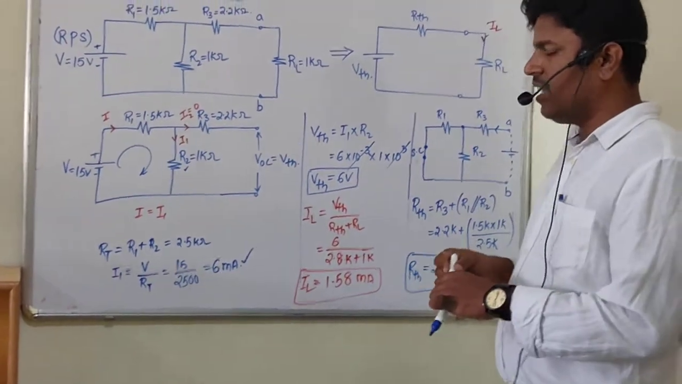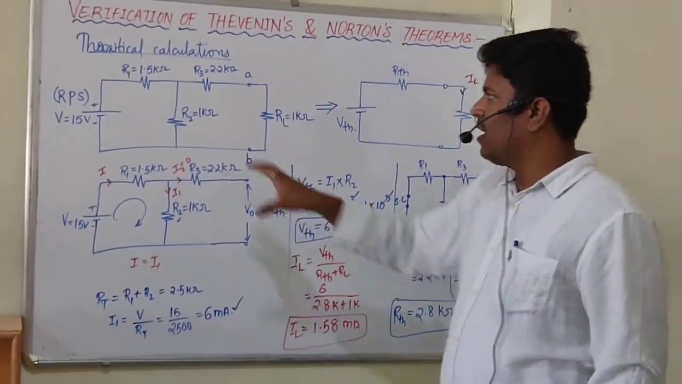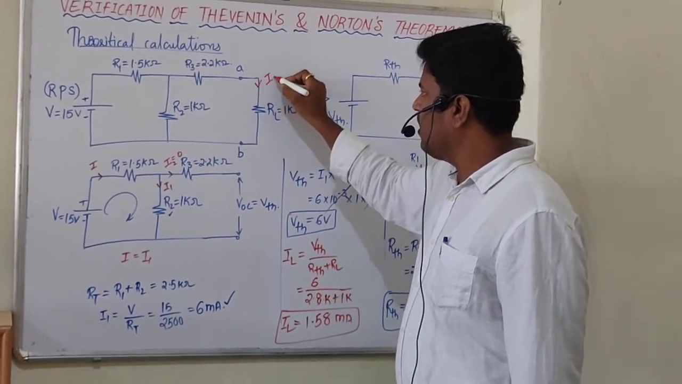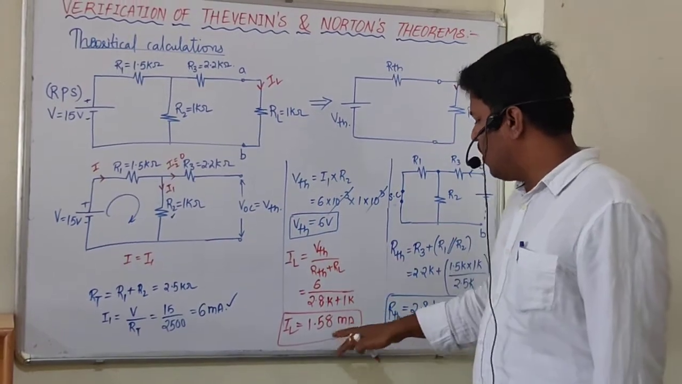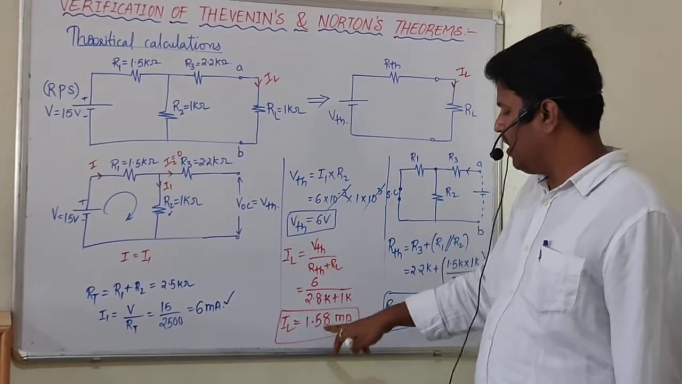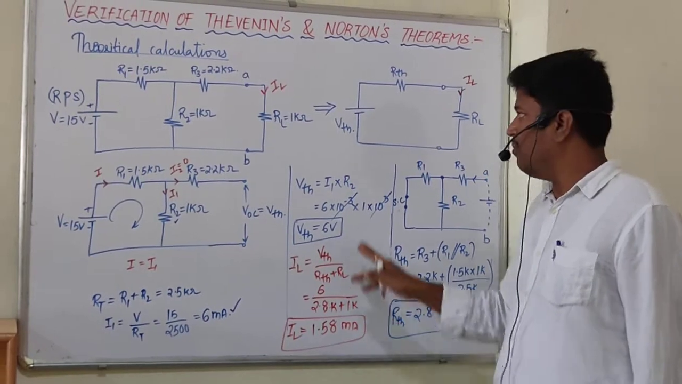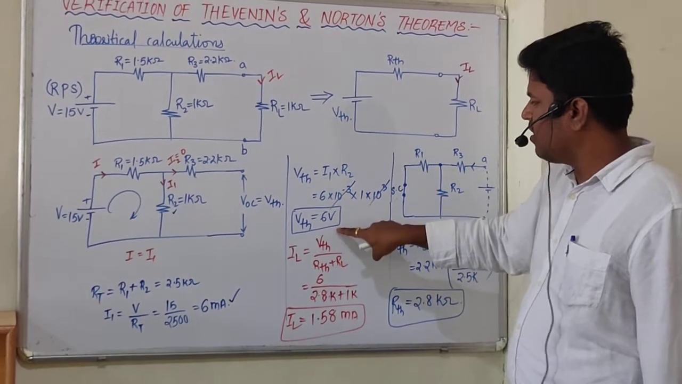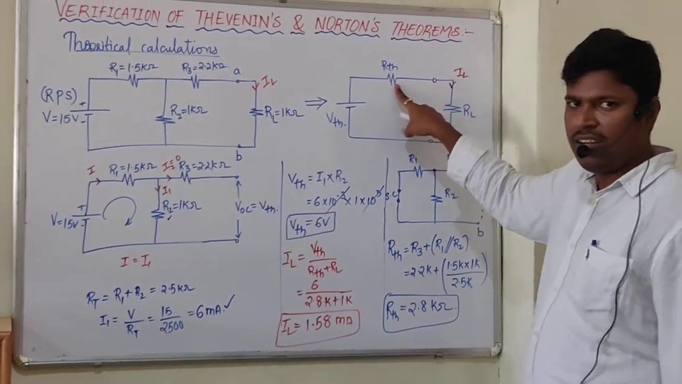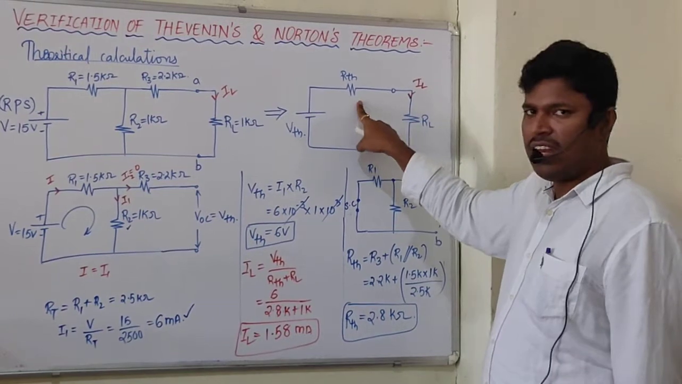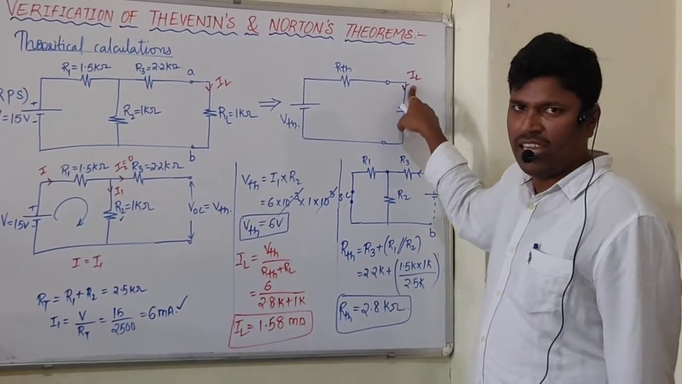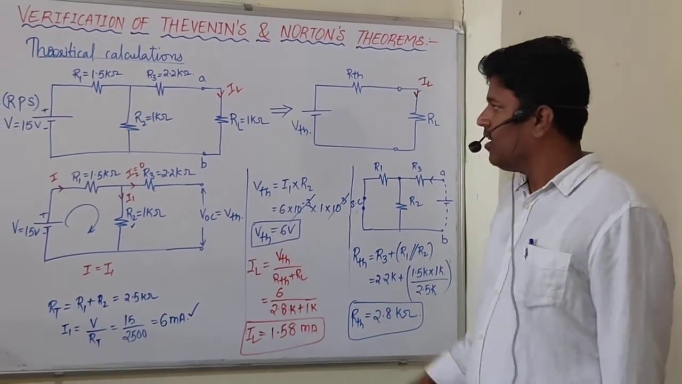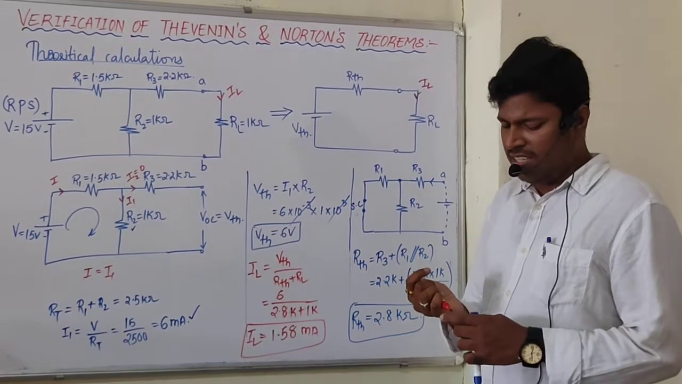So same thing we'll be checking in the practical experiment. We'll be connecting this circuit and we'll be measuring what is the current flowing here, right? Same current will be flowing here, around 1.6 milliamperes, and we'll be replacing with Thevenin's equivalent and giving 6 volts here, that is VTH, and connecting 2.8 kilo ohms resistor here and 1 kilo ohm resistor, and we'll be checking IL here, and we have to get same current practically, right? So then we can say it is verified.